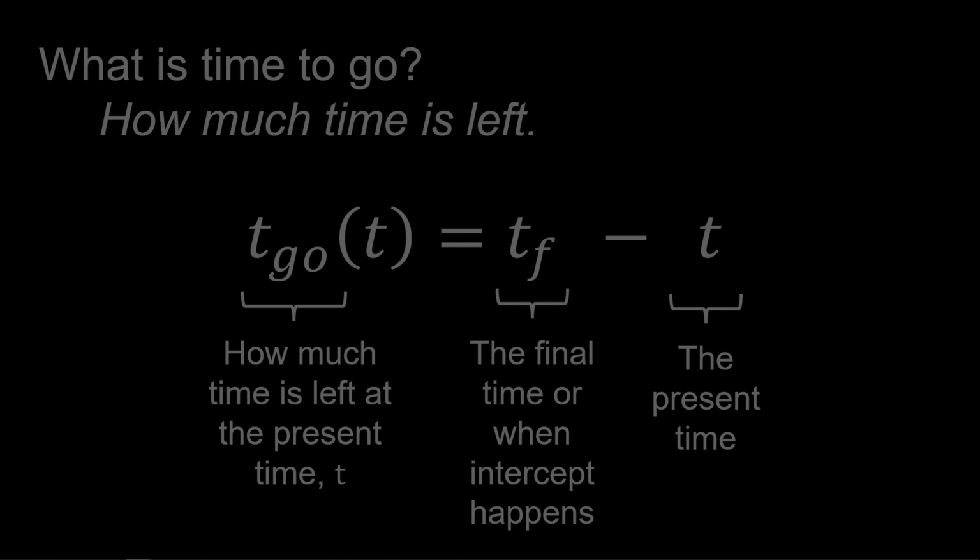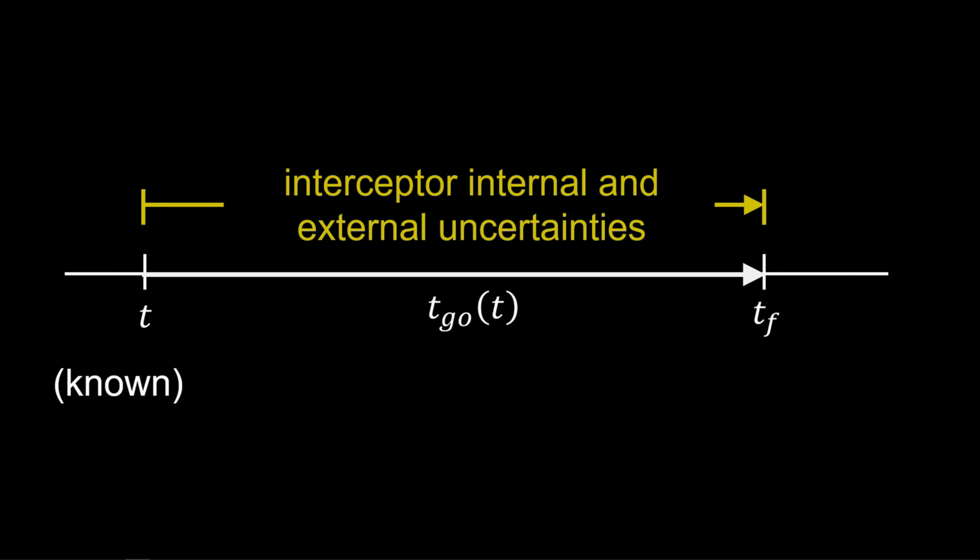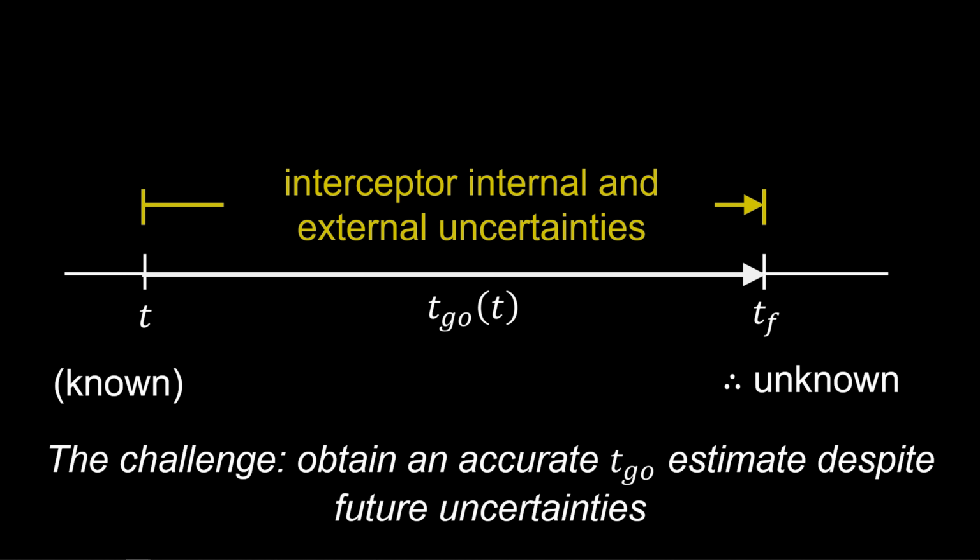Suppose we know the interceptor state at time t, and we wish to know at what future point in time, tf, it will intercept the target. If we knew exactly how the interceptor would approach the target, this would not be difficult. But the target, the pursuer, and their environment all have uncertainty, so that tf is unknown. And this is our challenge, to estimate time to go despite not knowing what will happen in the future.